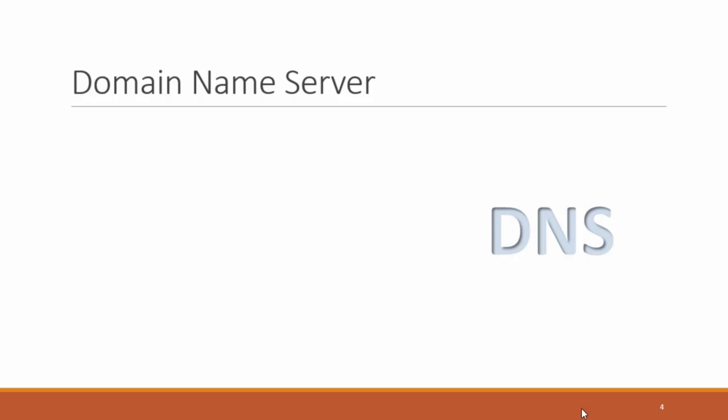The Domain Name Server, when you type in that name, it maps that name to an IP address. This is because the computer wants to deal with the raw data of binary ones and zeros.